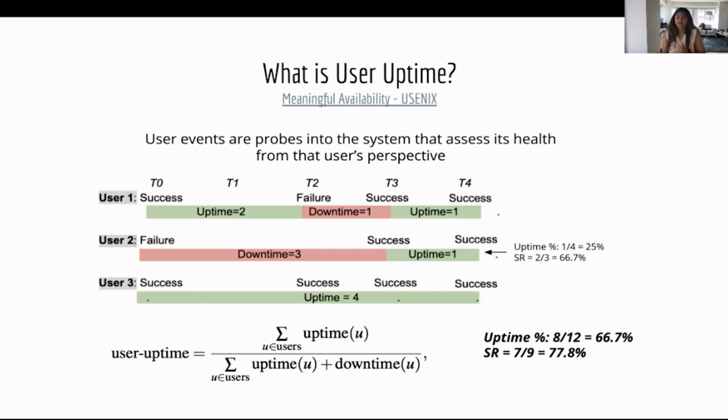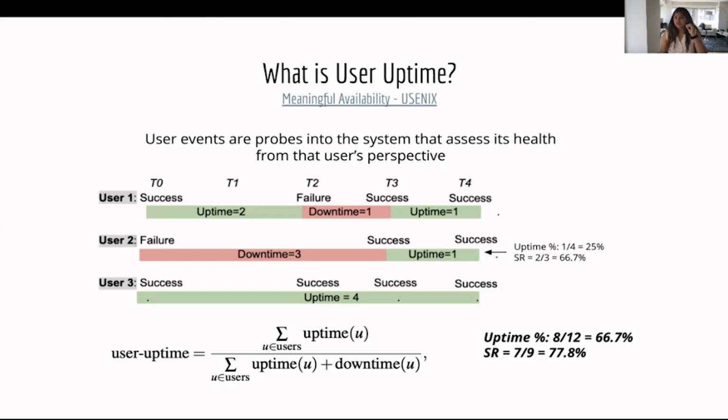In this way, we can create a timeline for each user that's segmented into these uptime and downtime segments. Based on this, we can add up uptime and downtime for each user and then average over all the users' timelines to come up with an overall site uptime percentage. And in that way, we can treat each user equally despite how many requests they're making.